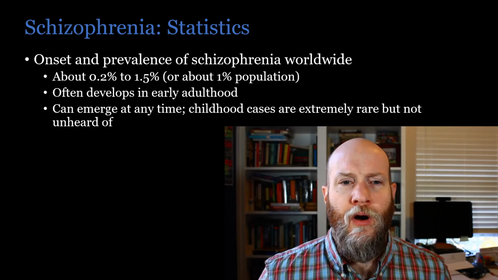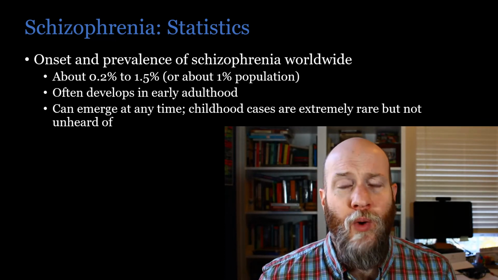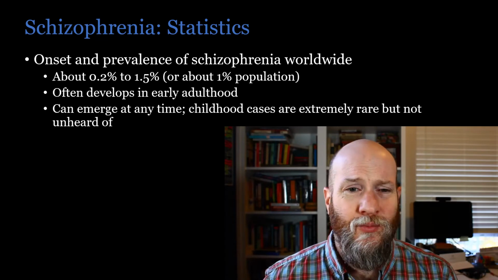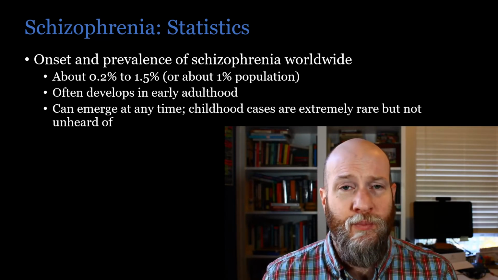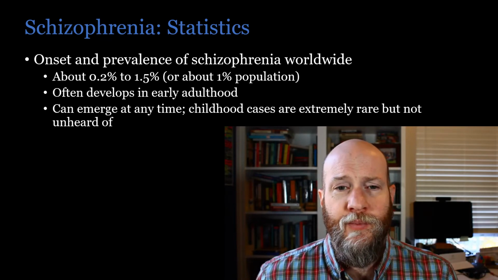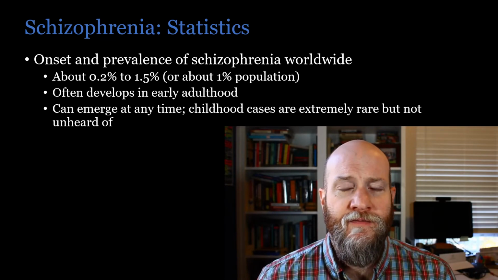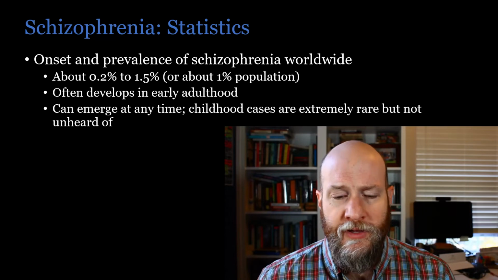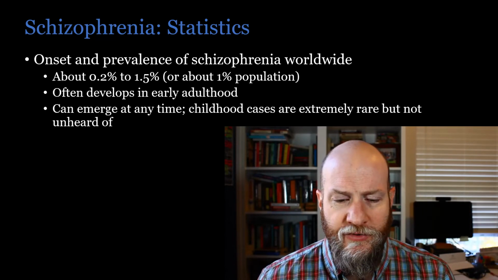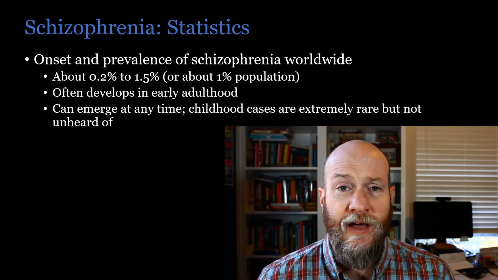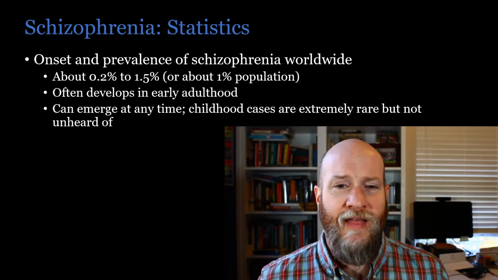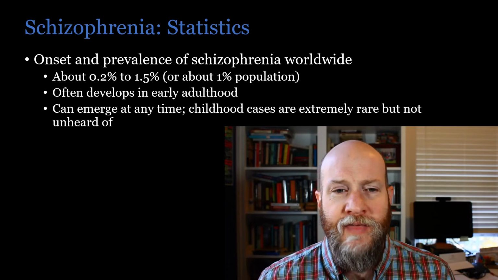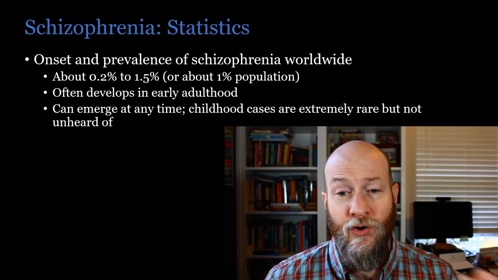So onset and prevalence of schizophrenia worldwide is estimated between 0.2 and 1.5%. It is generally regarded that about 1% of the general population will develop schizophrenia. It very frequently develops in early adulthood. There is a common understanding that the first psychotic break will occur between the ages of about 17 and 21. Those are really rough boundaries, but that is a very common presentation, early adulthood.